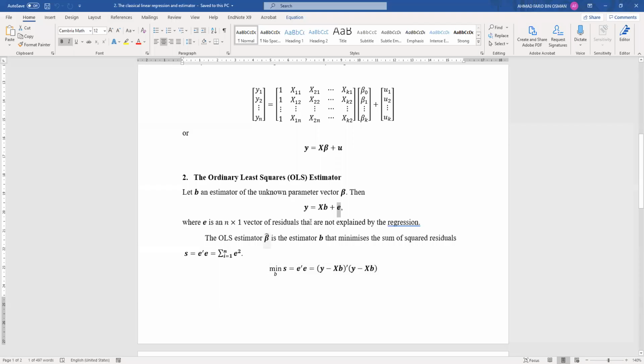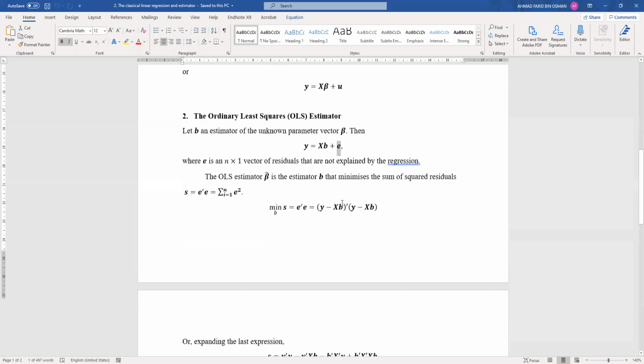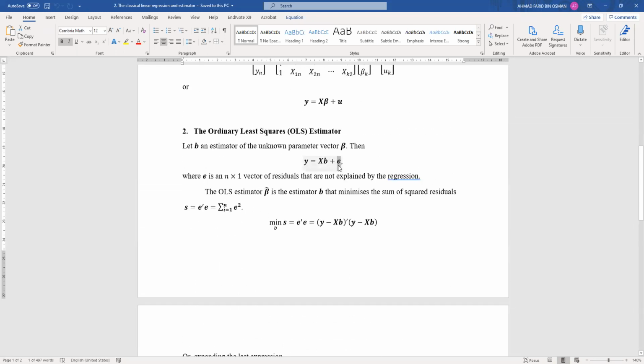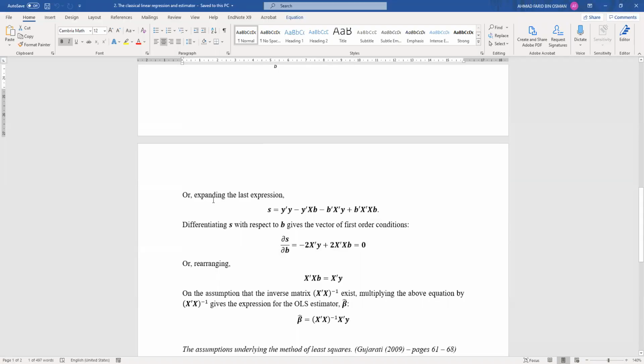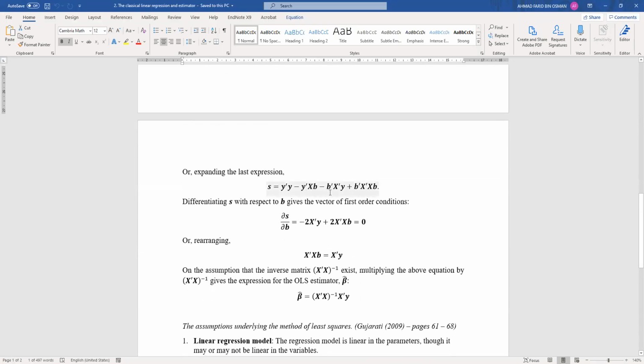Again, we want to find the estimate of the parameters that will give us the smallest sum of squared residuals. So e transpose e: because the error equals y minus this one, y minus Xb is equal to the residual vector. You multiply this one, so you get the sum of squared residuals, this times this one. Expanding the last expression, it is equal to this one. Okay.